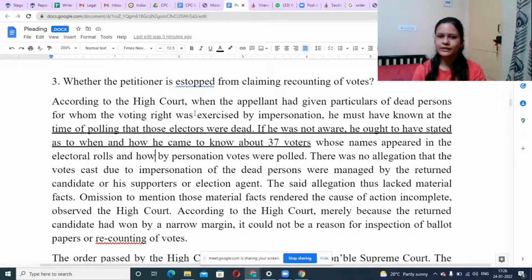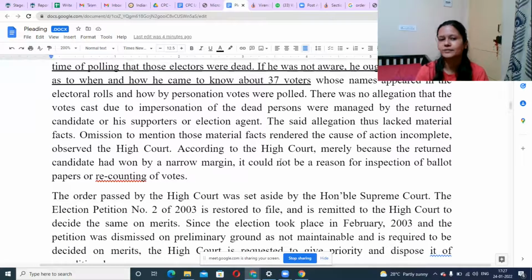Okay, so mainly the High Court said that, fine, you have made allegations that the elections were illegal. You have said that for some dead persons also votes were being taken. But when did you come to know this? If in the name of some dead persons votes were being taken, when did you come to know it? Was it during the polling time only that you came to know? Was it afterwards that you came to know? How did you come to know? All these things you have not mentioned in your pleading, and that's why it is lacking in material facts, and that's how the High Court dismissed the case.